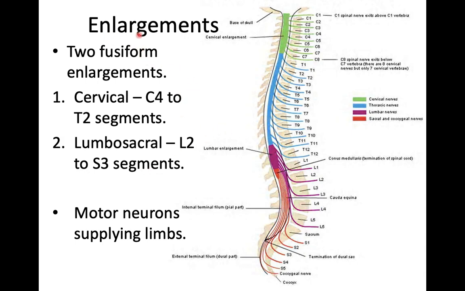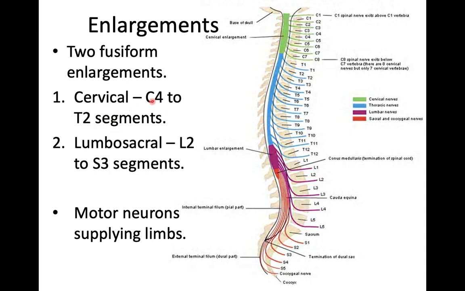There are enlargements present in the spinal cord. There are two fusiform enlargements. One is at the cervical level, the other one is at the lumbosacral level. The cervical enlargement extends from C4 to T2 segments. Remember, these segments do not correspond to the vertebrae. The C4 segment means the part of the spinal cord which gives rise to the C4 spinal nerve, or the fourth cervical spinal nerve. So that is called a segment.